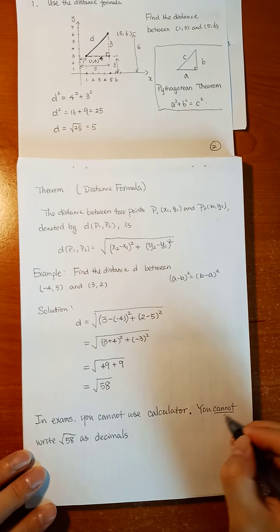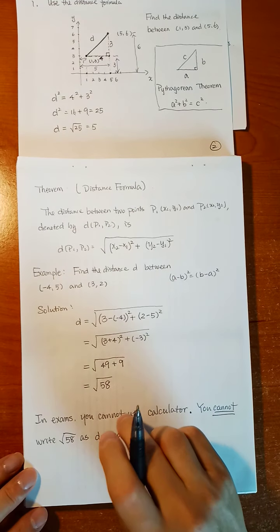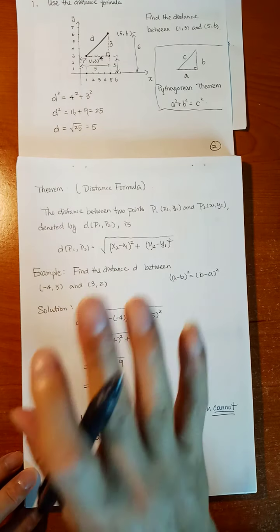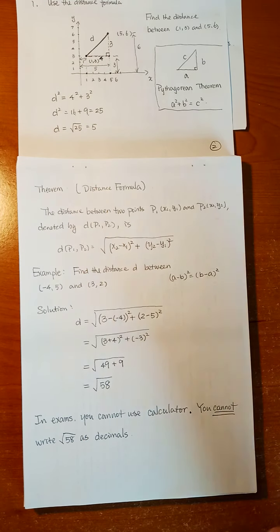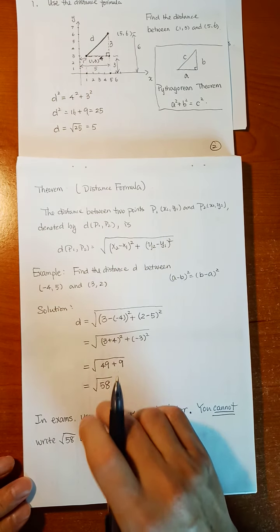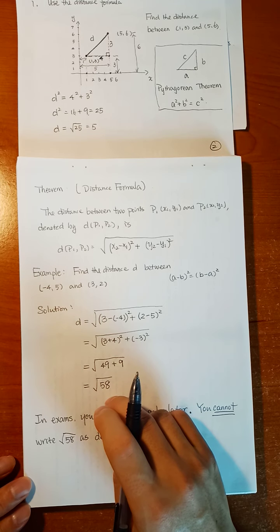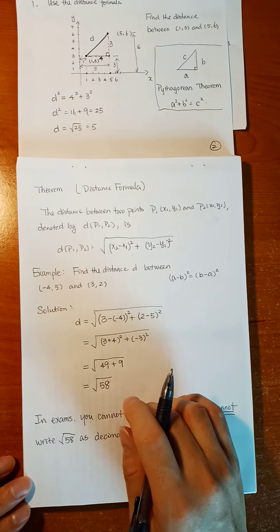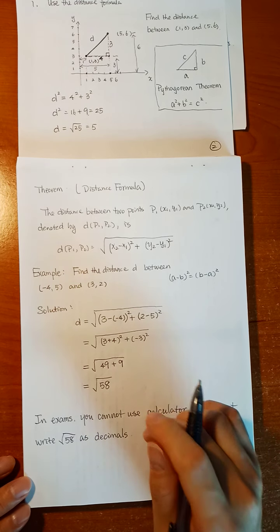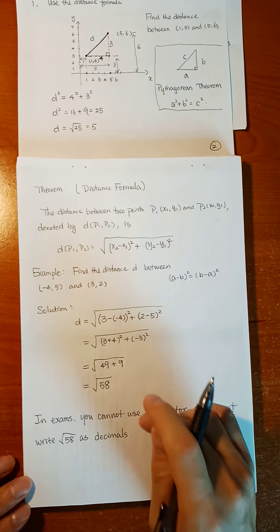I say you cannot. You must leave it like this. It doesn't matter what the textbook writes. The textbook authors have a calculator, they can do that. They don't do the exam, but you will do the exam. In the exam, your final answer will be square root of 58. Period. If you write any decimal, I will consider you used a calculator by yourself, and you will lose points.